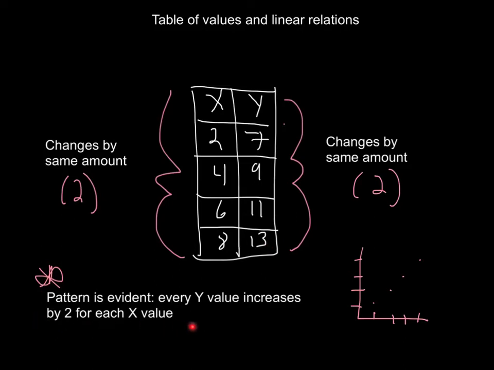So what I said down here is the pattern is evident. Every y value increases by 2 for each x value. So you can see that's exactly what it is. 2 is 7. My next x value is going up by another 2, by another 2, by another 2. So it's consistently changing. And if I were to plot this on the graph, it would look like a nice straight line. And now we've got our pattern.